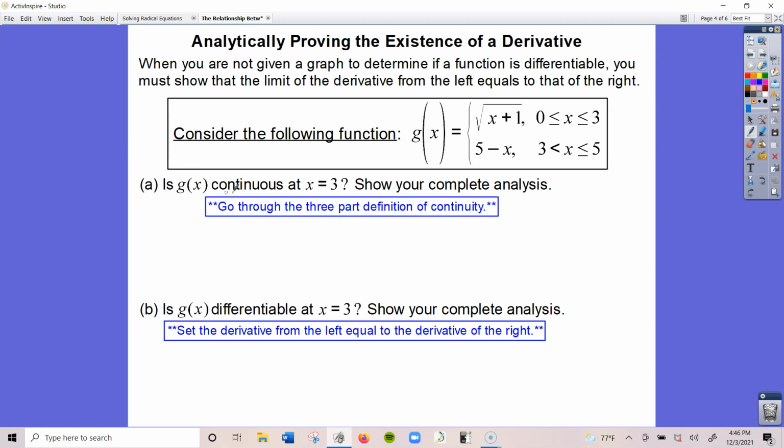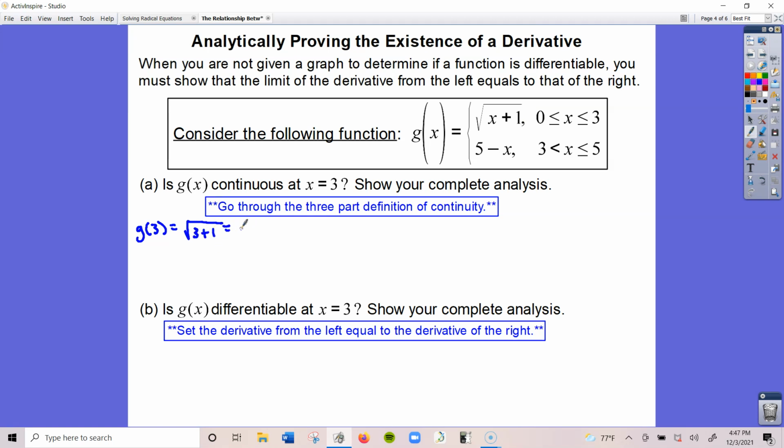So first, we want to determine, is the function continuous at x is equal to 3? So for continuity, remember those three parts. I first need my function value, g of 3. 3 is defined for this top function. Since you see here the inequality, you have the equal sign, so x equals 3 here. So I'm going to plug that in there.